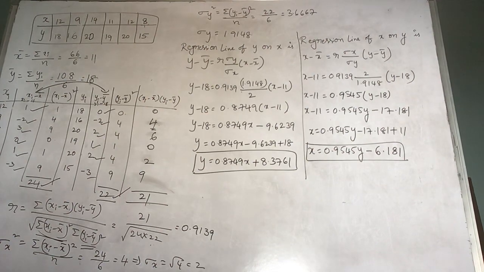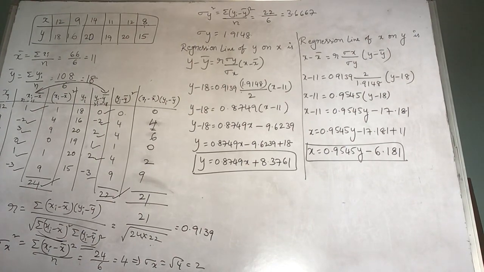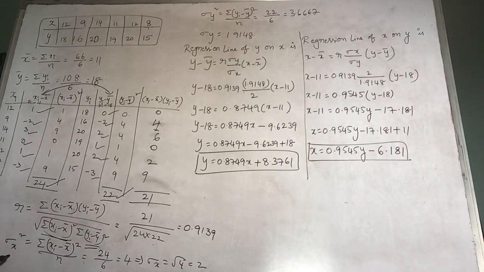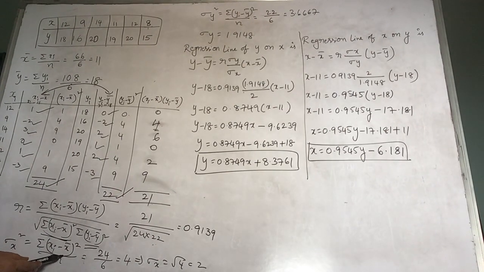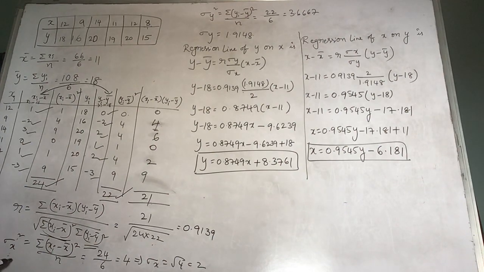So for getting the regression line, we have to find additionally sigma x and sigma y, the standard deviations of x and y. First we have to calculate sigma x square. Sigma x square is equal to summation of (xi minus x bar) whole square by n. First we find the variance sigma x square, after that we find the standard deviation sigma x.